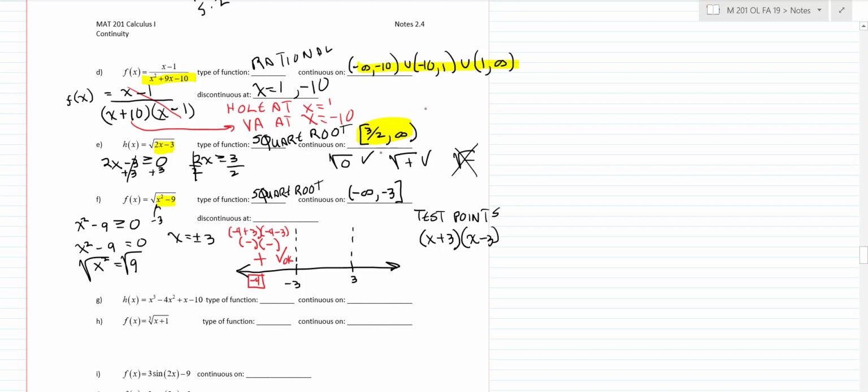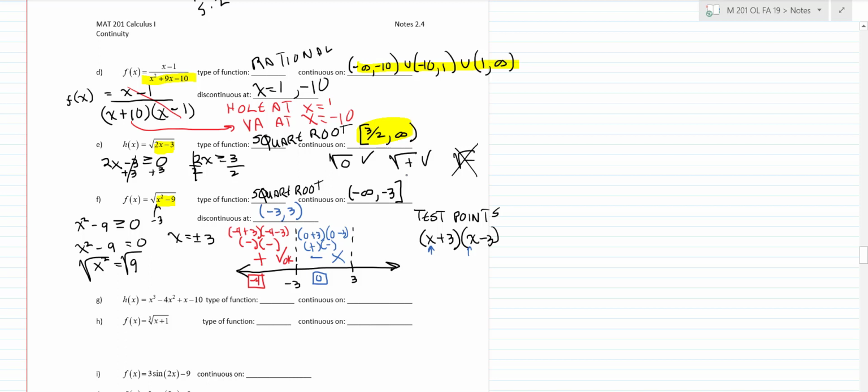Now we're going to do the next test point here. Let's use 0. Okay, plug 0 into the factored form, or plug it into x squared minus 9. You'll get the same result. So this is 0 plus 3 times 0 minus 3. That's a positive times a negative. That's a negative, so that's not good. So we're discontinuous there. So what I can conclude already is I'm going to be discontinuous from negative 3 to 3, and remember at negative 3 you are continuous. So you've got that.